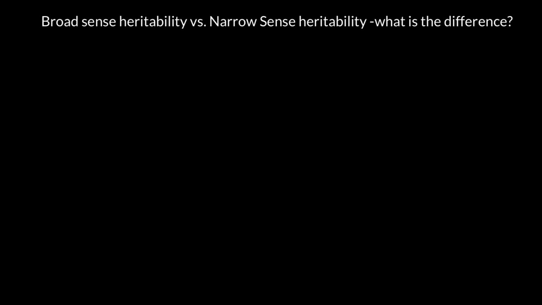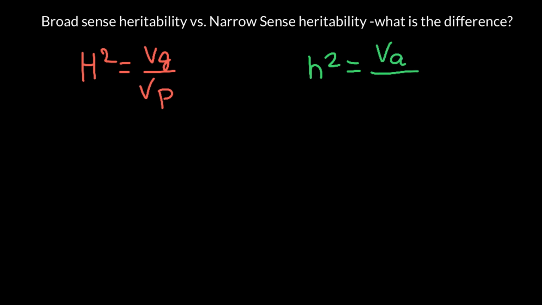So let's start with the formula itself. For example, broad sense heritability would be H capital squared, which is equal to variance genetic divided by variance phenotypic. This is a simple formula, and here is another formula for narrow sense heritability, which is H small squared, which is equal to variance additive divided by variance phenotypic.